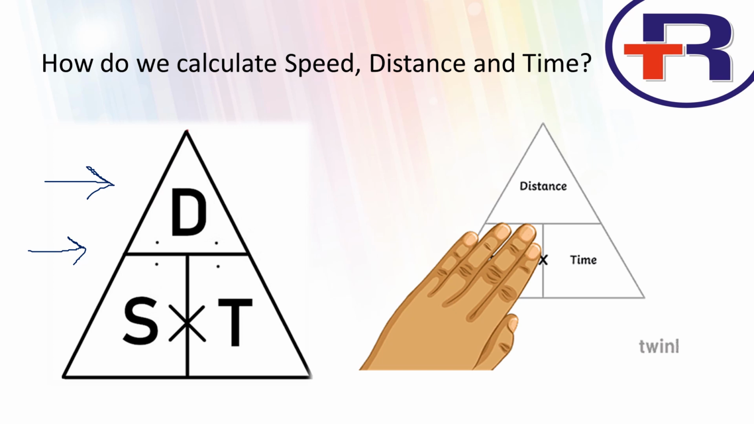So how do we use the speed, distance, and time triangle? If, for example, our question was asking us for the speed of something, how fast something was travelling, cover that particular part of the triangle up with our hand. That leaves us distance and time. Remembering that this line here is a divide line, it means that to work out the speed of something, it's the distance divided by the time.